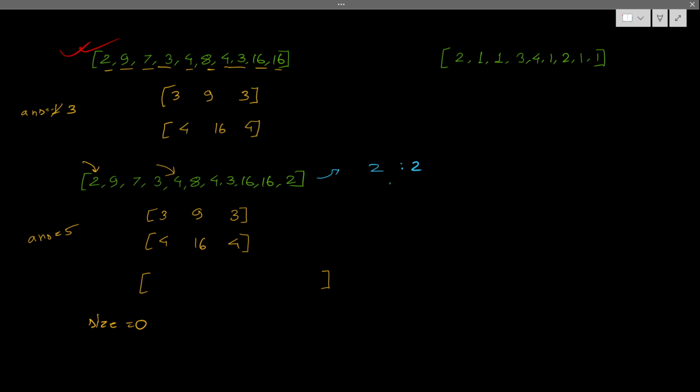Okay, so 2 is present twice. Then 4 is also present twice. Then 9 is present once. 7 is present once. Then 3 is present twice. 4 is present twice, I already wrote 4. 16 is present twice. Okay, so this is my count.